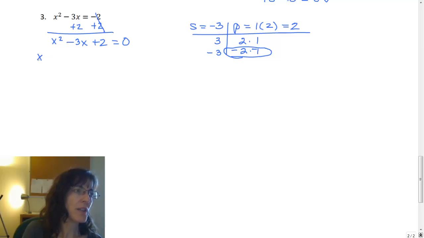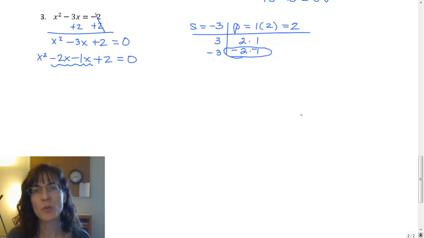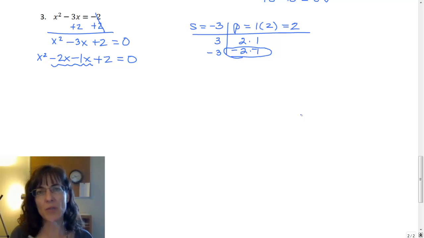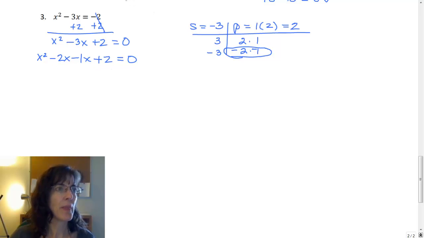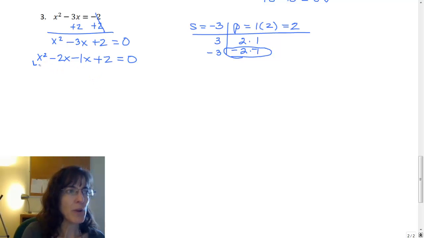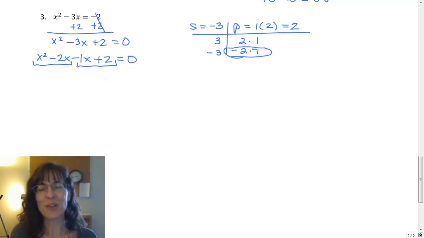And I'll substitute it in for that -3x. So I have x squared minus 2x minus 1x plus 2 equals 0. Now remember, I like you to check to make sure that your two terms in the middle add up to give you what you started with. So -2x minus x, that does give me -3x. So I've double checked myself right there. Now, since I have 4 terms, I don't want to combine them, even though I was checking by combining them. I do want to leave them separated so I can use factor by grouping.